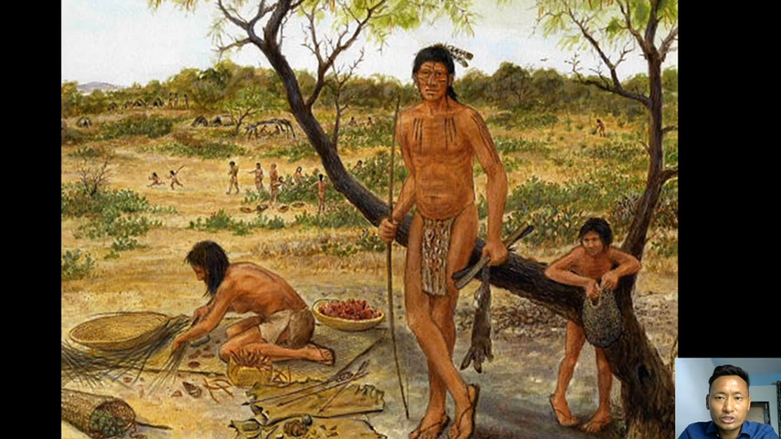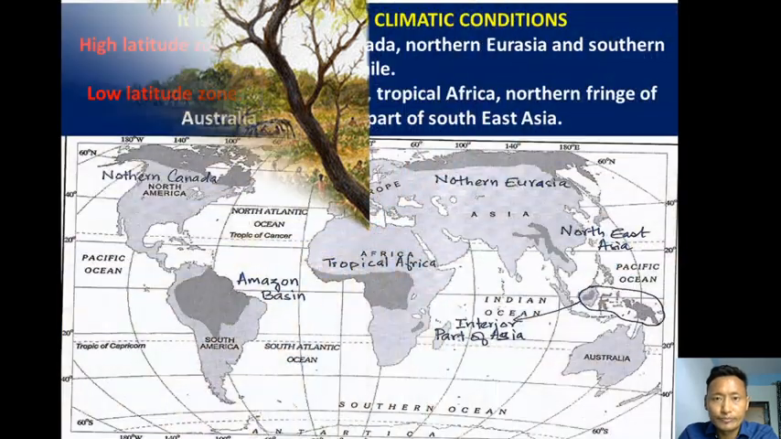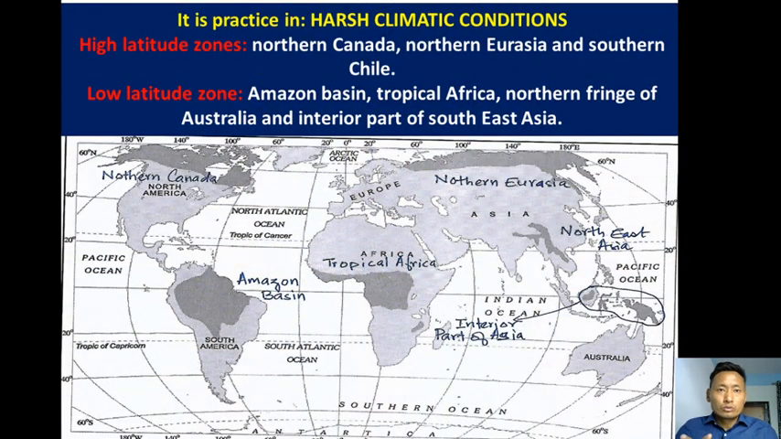This particular picture shows the life of hunters and gatherers. That means before 12,000 years ago, during the Stone Age, most people were engaged in these two types of activities, hunting and gathering. We already discussed that at present some people are still engaged in hunting and gathering. They are mostly located in a region with very harsh climatic conditions.